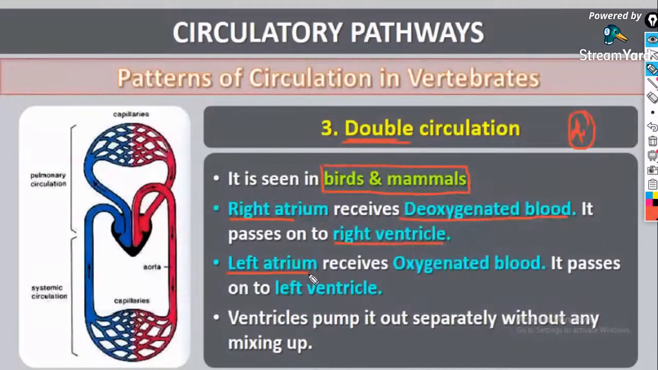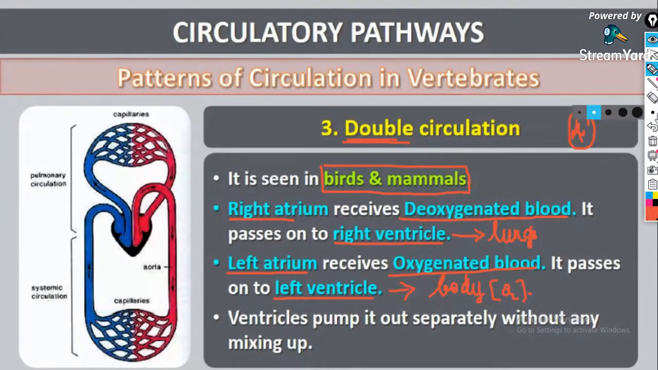From the right ventricle, the blood is passed on to the lungs for purification. From the lungs, the blood comes to the left atrium, that is the oxygenated blood, and from the left atrium the blood is passed on to all body parts. The blood that passes out from the left ventricle is the oxygenated or oxygen rich blood.